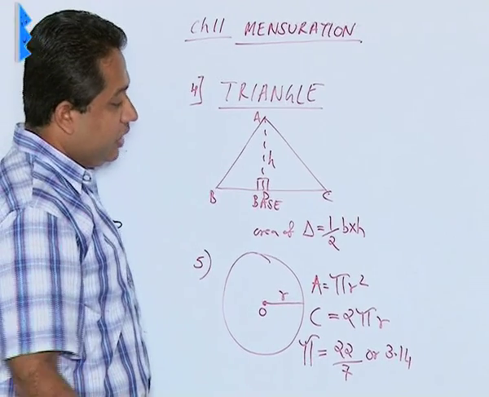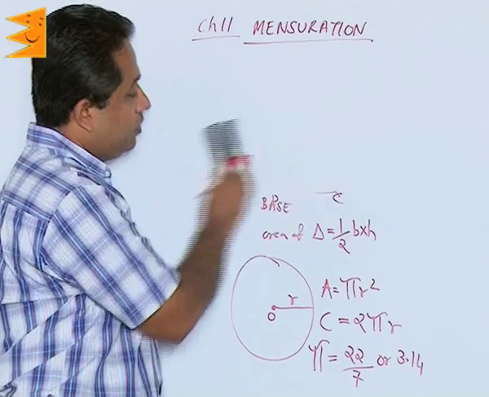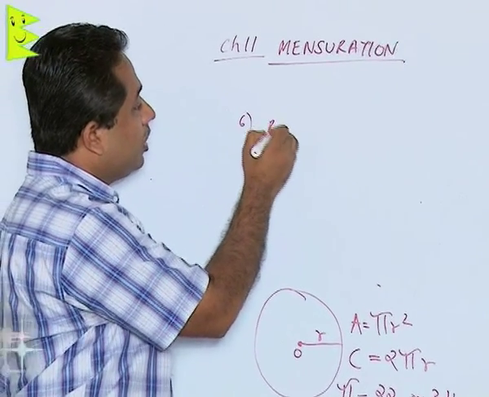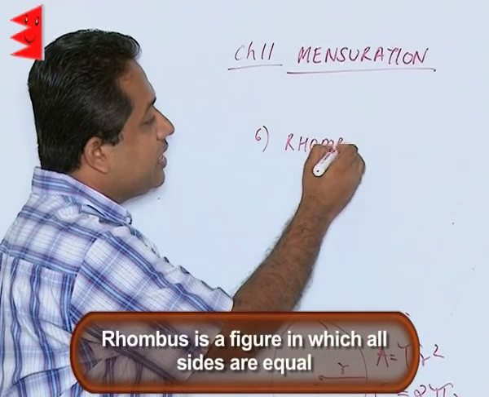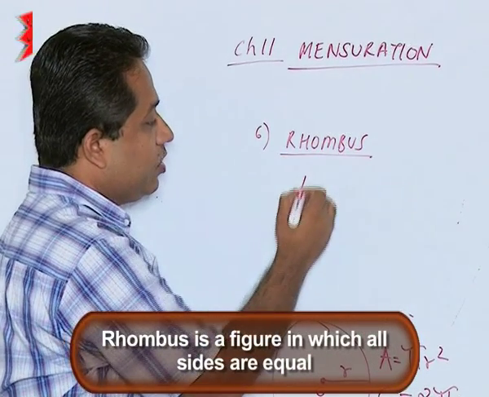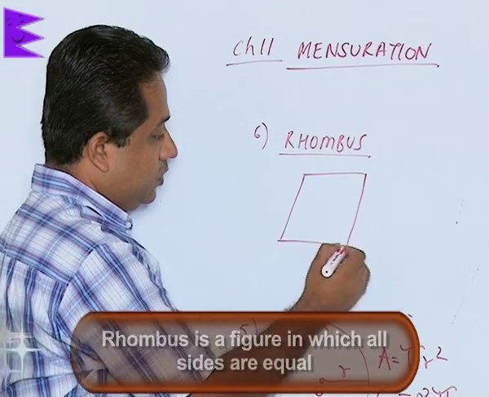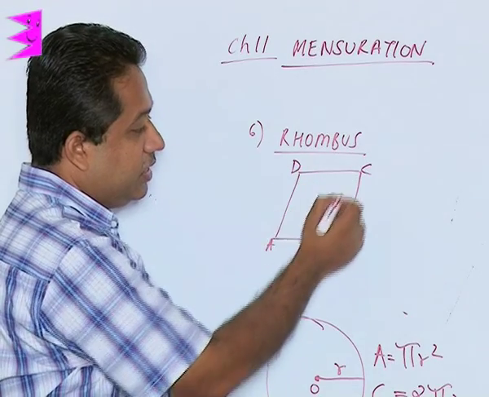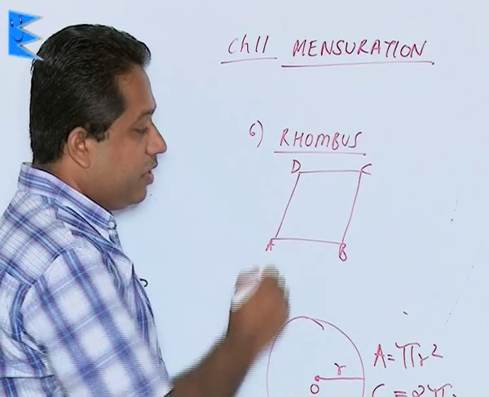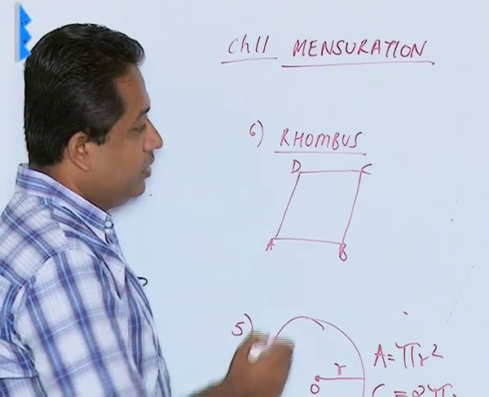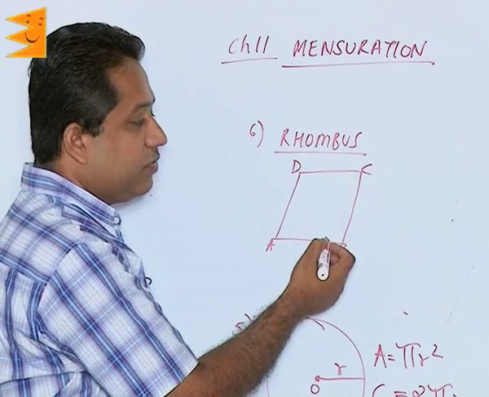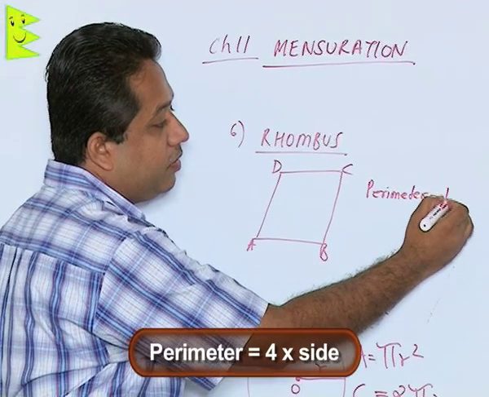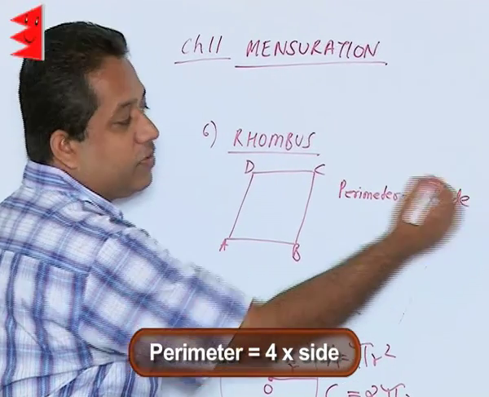Then next we see a rhombus. What is a rhombus? A rhombus is a figure in which all sides are equal, but angles are not 90 degrees. So, we have a rhombus here, all the sides are equal and angles therefore are not 90. If it would have been 90, it would have been a square. So, the perimeter is the same as that of the square. So, perimeter will be 4 into side. This formula is same as that of a square.